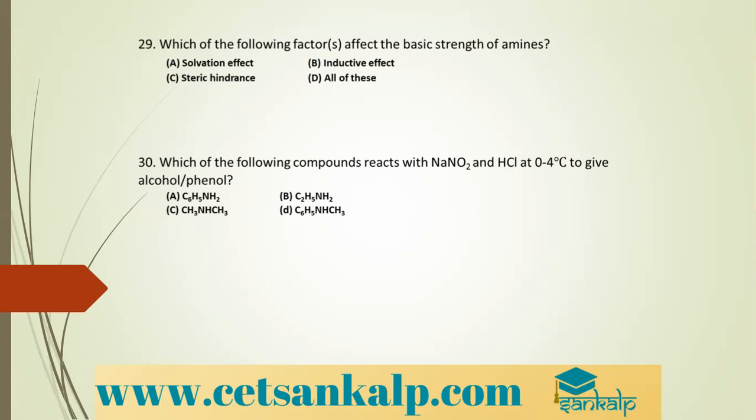Yes. Next. So all of these is the correct option. 30th question. Which of the following compounds react with NaNO2 and HCl at 0 to 4 degrees Celsius to give alcohol and phenol? Always remember, aliphatic primary amines react with NaNO2 and HCl to yield alcohols. Only those which are aliphatic primary amines will react.